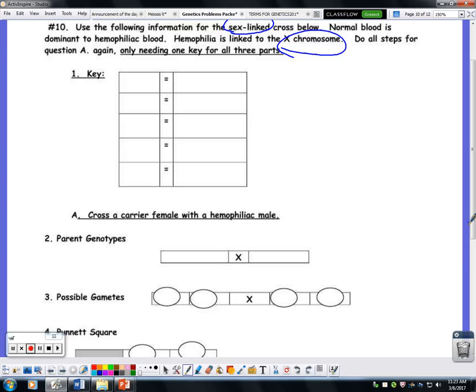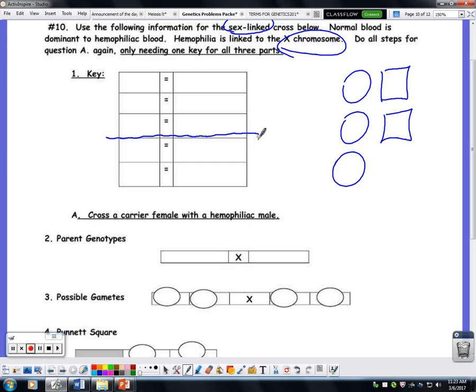Girls are kind of easy because it's kind of the same old thing we're used to. We've got 2 options for girls, XX. So for normal vision, you've got X big N, X big N; X big N, X little n; and X little n, X little n. Just like before, big, big; big, little; little, little. Look familiar, Jace?